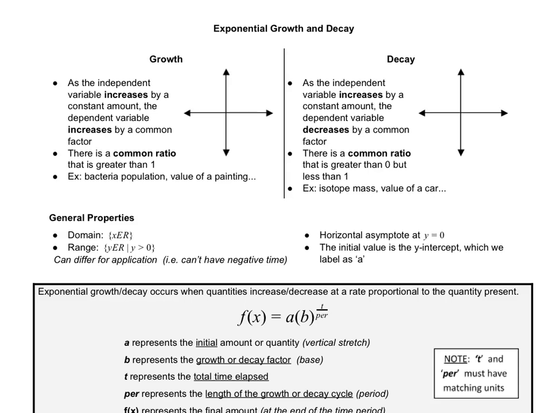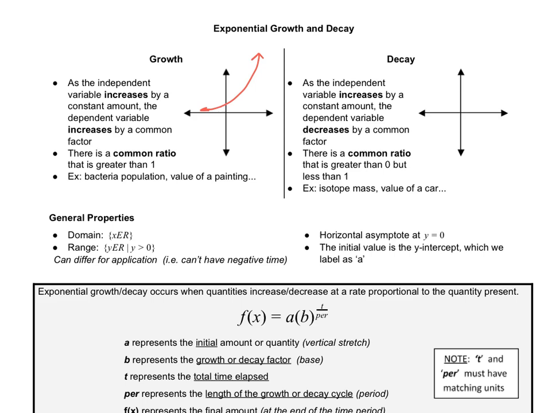In this video, we will be looking at exponential growth and decay. We have seen exponential functions before, and we know that they can either increasingly grow to the right or decrease to the right. So for growth, your dependent variable is increasing by a common factor. So it might look something like this. And the common ratio, or the base of the exponent, has to be greater than 1.